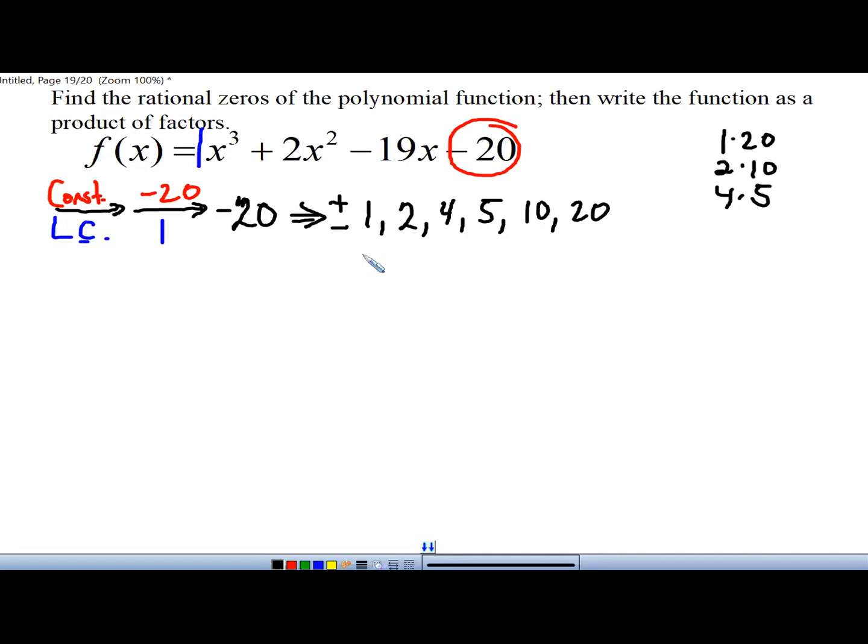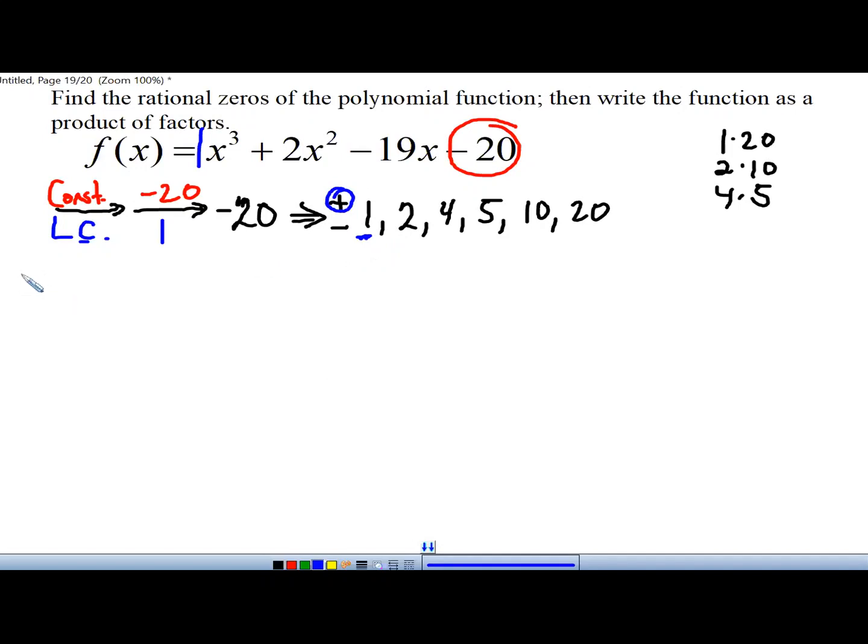Okay, so this next part, I want you to stay focused. Please pay attention because it's going to go pretty fast. Writing utensils down, look up to the screen. Ready? Here it goes. This next portion is, Mr. Q, how do we check to see which one of these is a zero of the equation? Let me show you. I'm going to start with positive 1, and I'm going to use synthetic division.